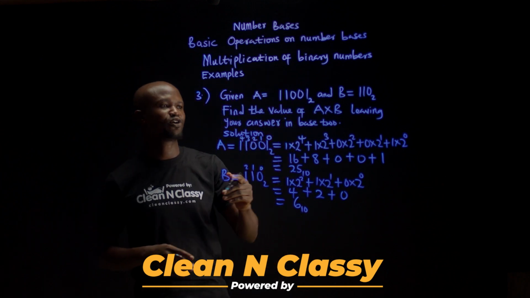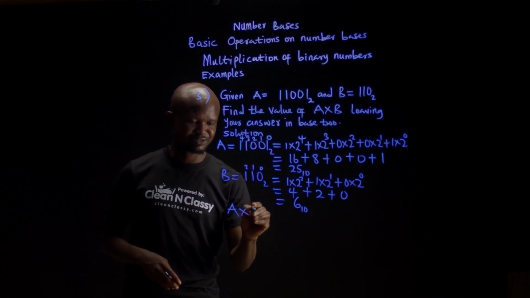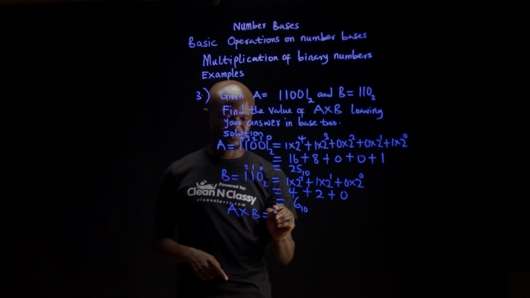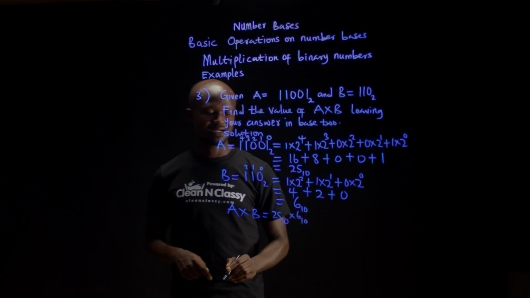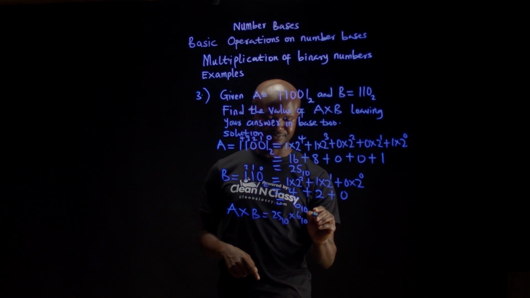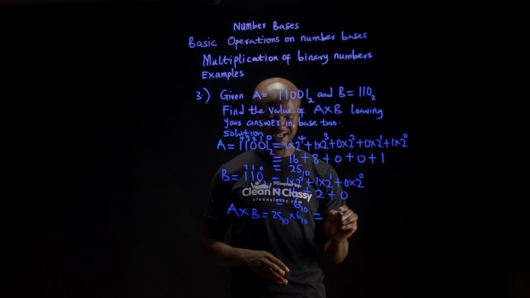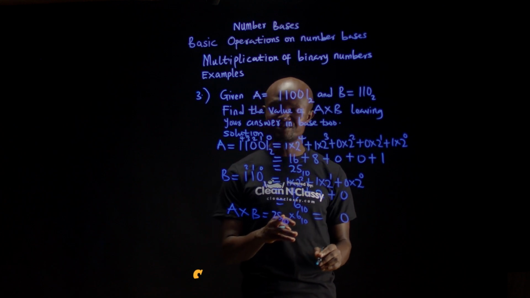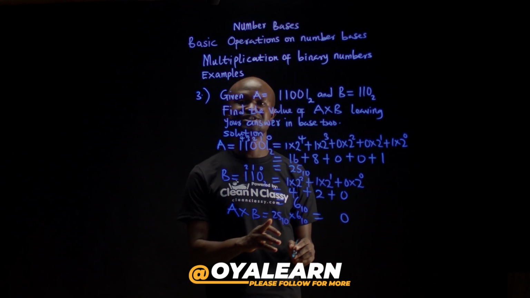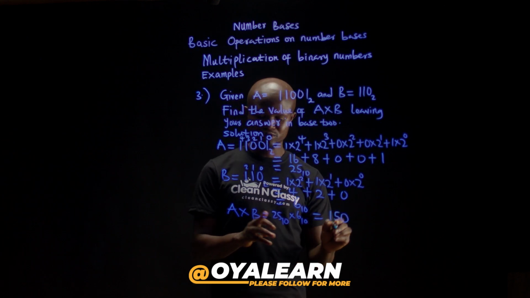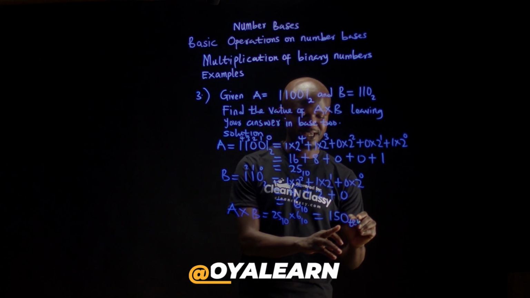Now, we have to find the value of A times B. A times B will give us 25 base 10 times 6 base 10. Now, let's multiply this. What is 25 times 6? 6 times 5 is 30. Then we carry 3. 6 times 2 is 12, plus 3 that we carried gives us 15. So A times B is equal to 150 base 10.